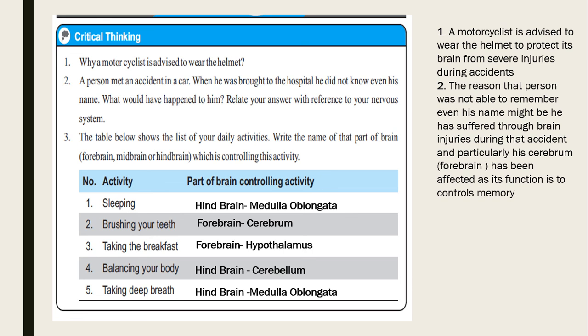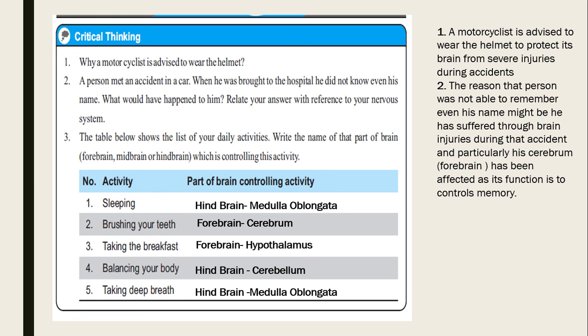Why is a motorcyclist advised to wear a helmet? Think about it. There are so many reasons you can give, with reference to motorcycles, the use of helmets, and road accidents. But here, with reference to the nervous system, we have to focus on the chapter content. A motorcyclist is advised to wear a helmet to protect his brain from severe injuries during accidents. So these are the words you can write in this question.